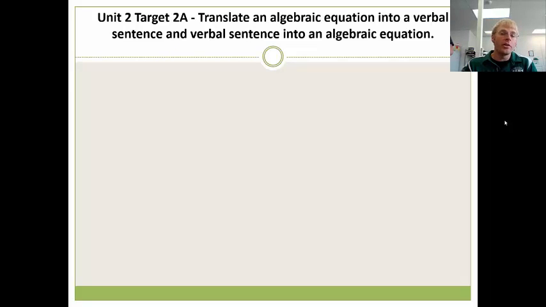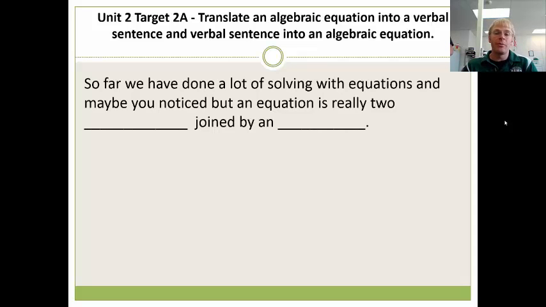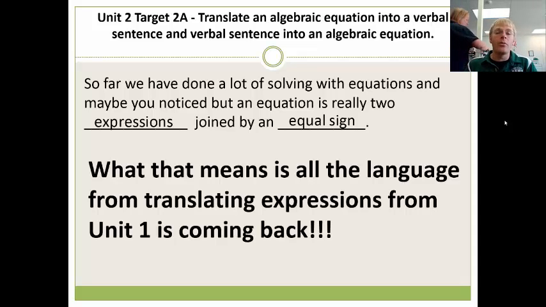So our first part of our target is going to be to translate from algebraic into verbal written sentences and vice versa. Now, so far, mostly everything we've done with equations has been solving. And hopefully we've noticed that all an equation really is two expressions joined together by an equal sign. So we just have an expression left and an expression right. We stick an equal sign in the middle. What this really means, though, when we're writing our algebraic sentences and translating, is all the language we learned back in Unit 1, we're going to need to remember. We're going to bring back when we're writing our equations.